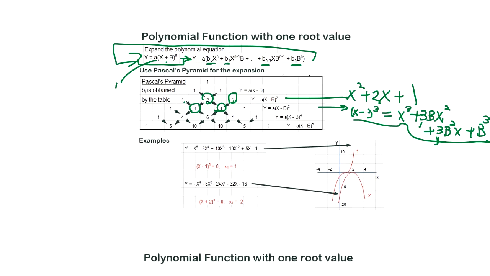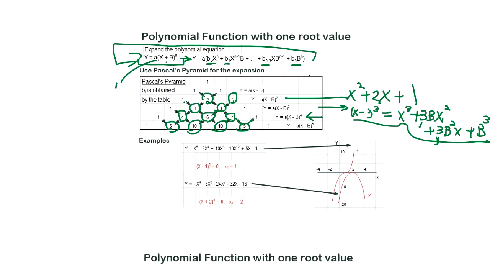What is the next order? 4. You expand it, you get 1, 4, 6, 4, 1. And the next order, you can get it by adding: 5, 10, 10, 5, 1.